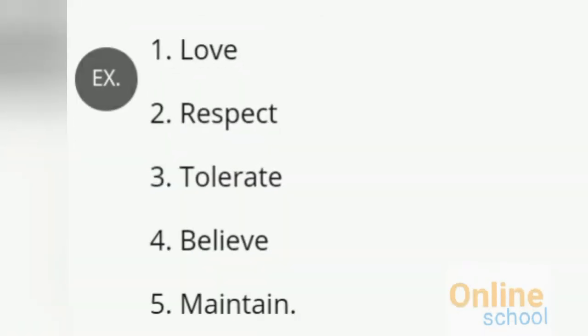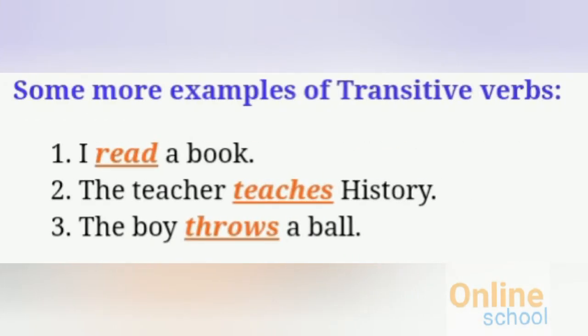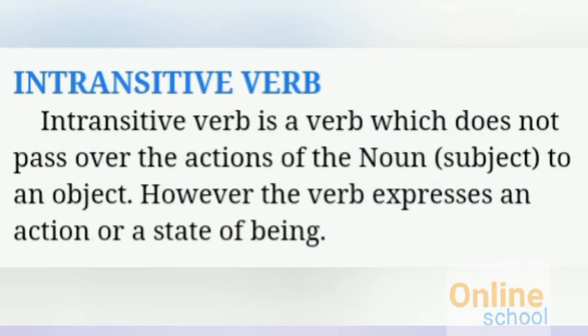Examples of transitive verbs are love, respect, tolerate, believe, maintain, etc. Some examples of transitive verbs in sentences are: I read a book. The teacher teaches history. The boy throws a ball. Here the transitive verbs in the sentences are underlined.